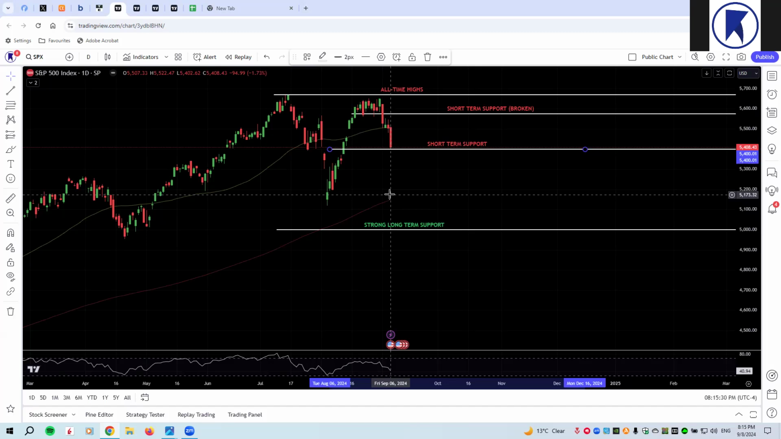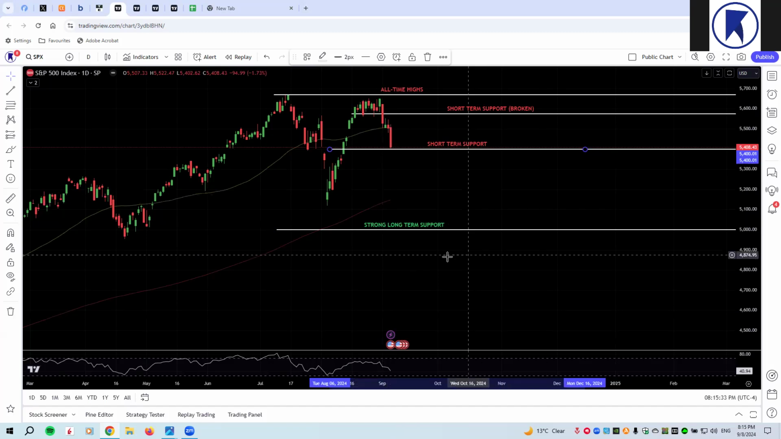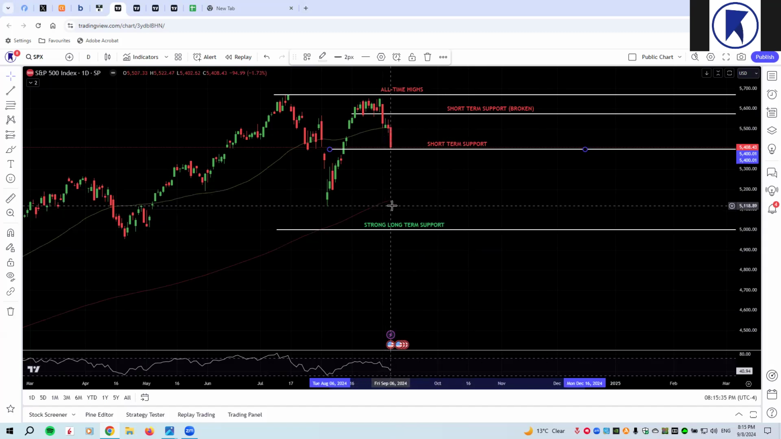We know September is also, from a seasonality standpoint, now that we're done the first week of September, bearish. But what happens after September kind of goes out the window, so to speak, because it's an election year.